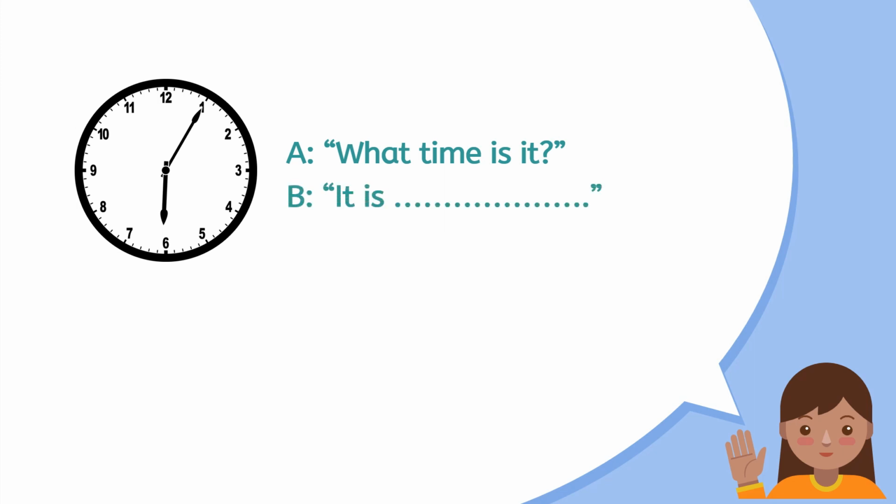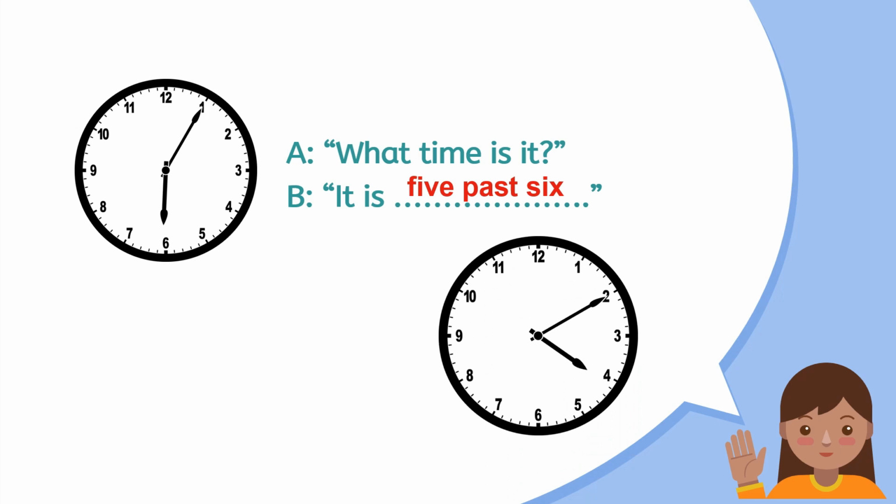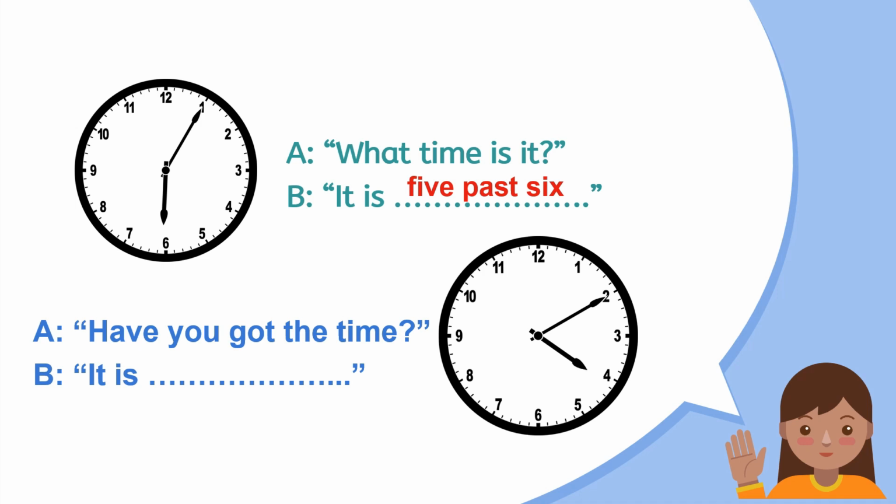Let's learn more examples of 5 past. What time is it? It is 5 past 6. Next example, look. How about if the long hand points to 2? Have you got the time? It is 10 past 4. Good.